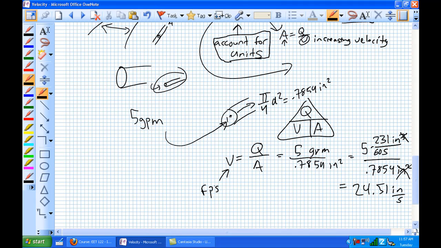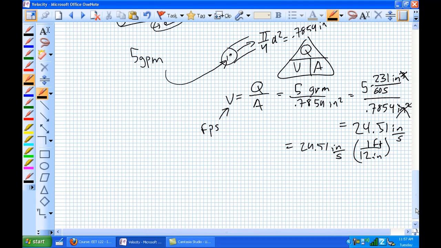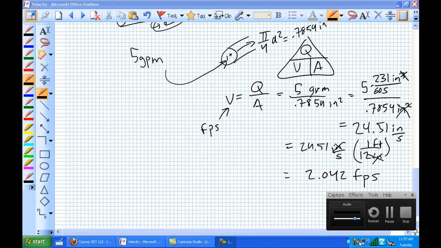That is not an appropriate unit. We want 24.51 inches per second. What is a foot? A foot is 12 inches per foot. Inches crosses out. 2.042 feet per second. Makes sense.